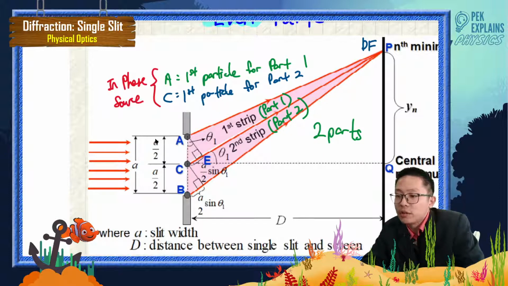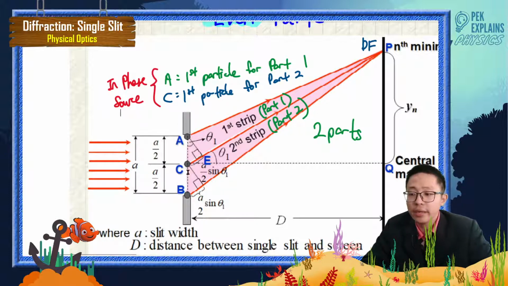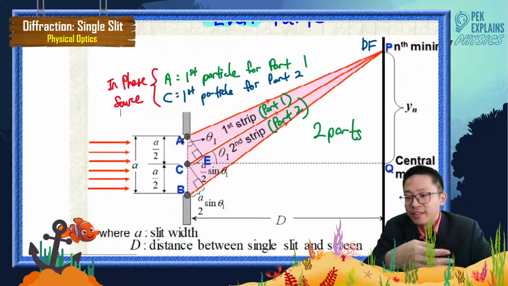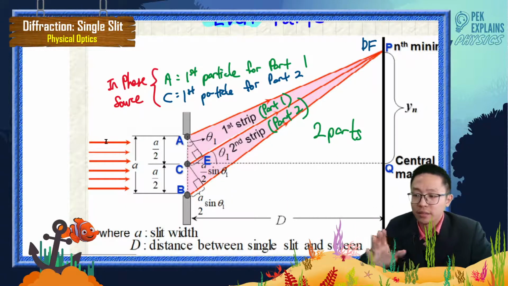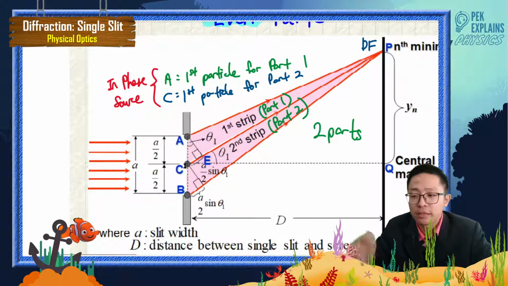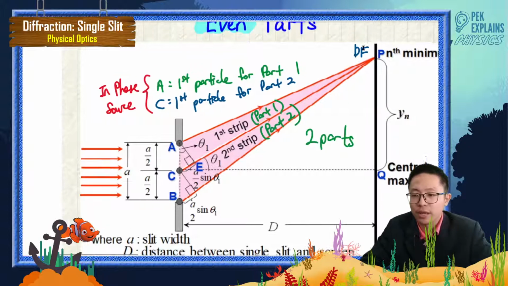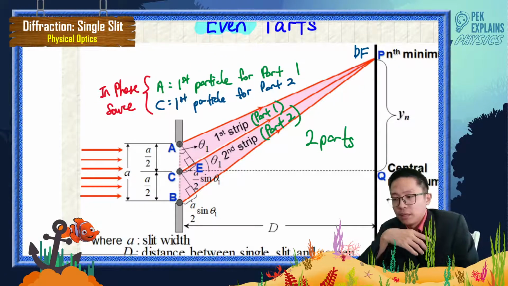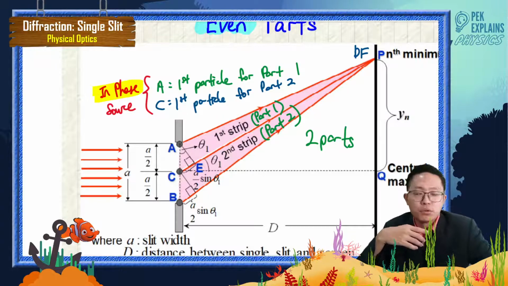Why are A and C in phase sources? Because they receive the same wave. The wave coming reaches A and C at the same time. So they receive the same wave, so we can say A and C are in phase sources. So how to produce a dark fringe there? For in phase sources, this is very important. For in phase sources, how to produce a dark fringe there?